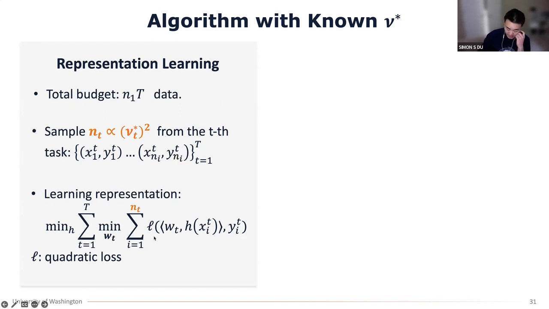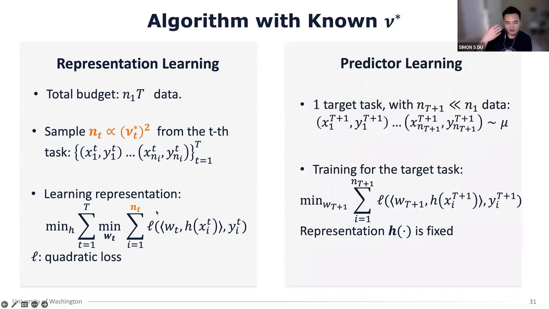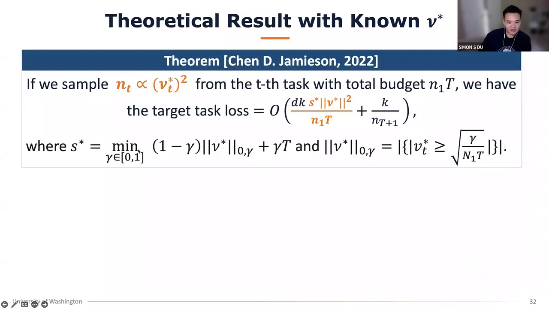We use the same procedure to learn this representation, but just with a different number of data for each task. And for the target task, it's the same. We again fix H and we train the last unit. The only thing here is that the number of data for each task is different. So here's our result. If we sample the number of data for each task according to this number, then we have this bound for the target task.